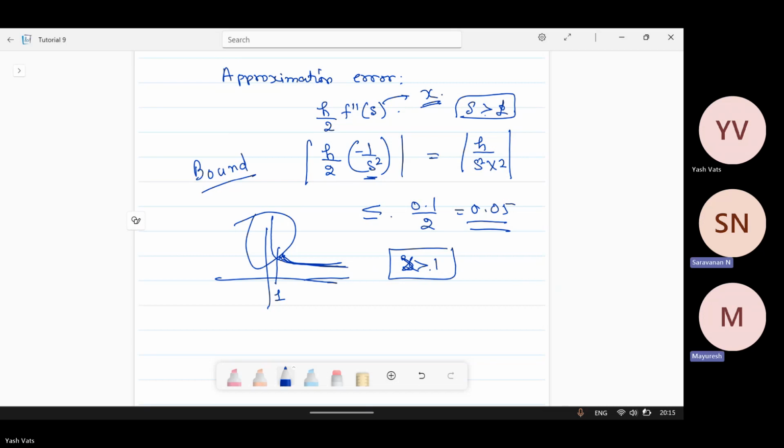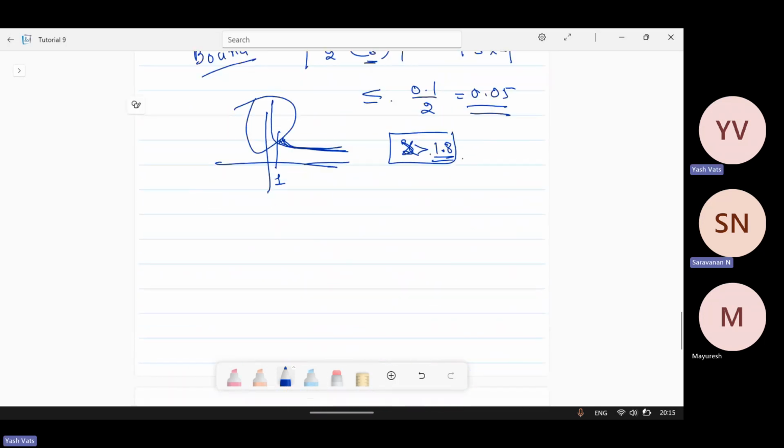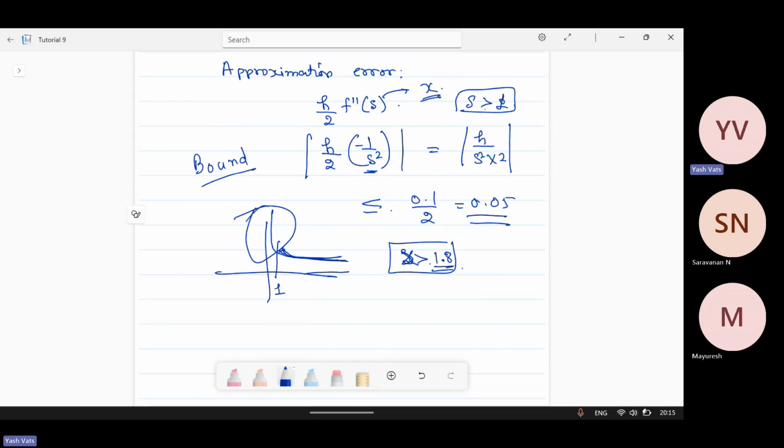My doubt is why we cannot put x as 1.8, why we are going with 1. Okay, wait. X should be greater than 1.8. No, in this truncation error, if I want to find the bound, it is a bound only they are asking. So which means directly we are taking s as 1 and h as 0.1. Wait a second.